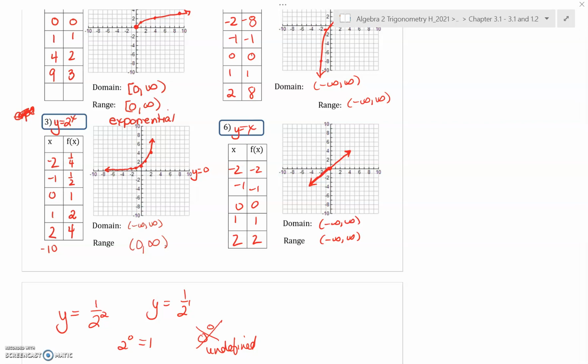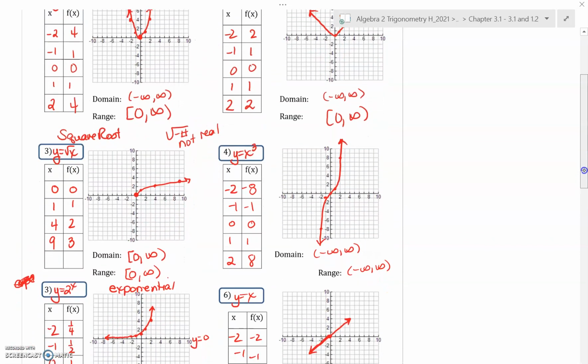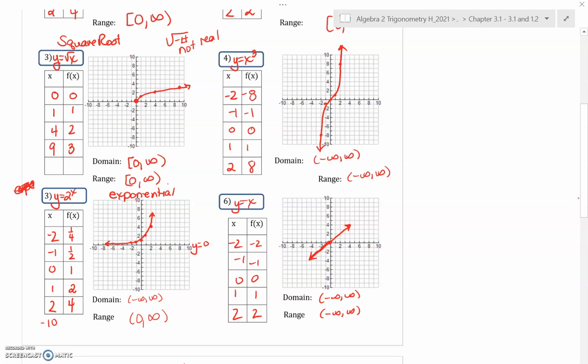So there are your 6 basic functions. We are going to remember what they look like, what their domains and ranges are, and some special characteristics of the 6 basic functions. Nice job, everybody.